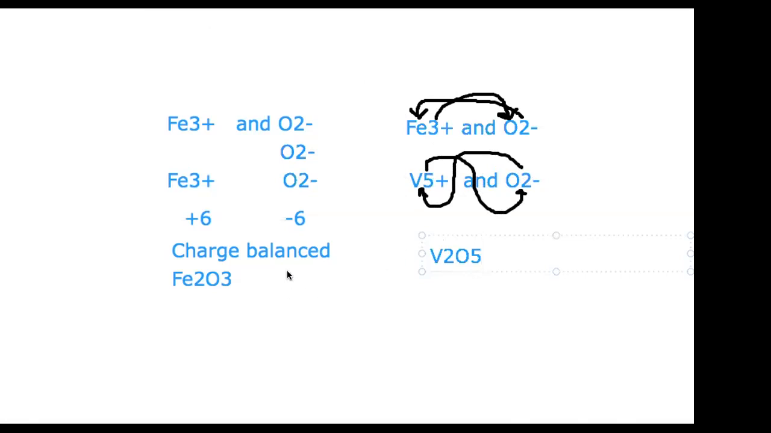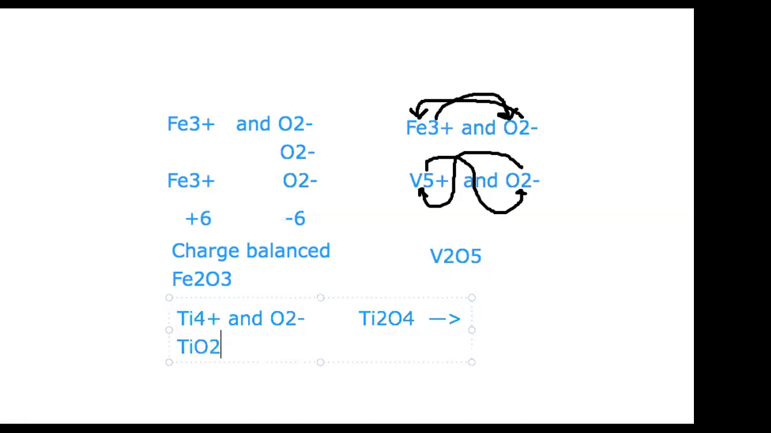The one place that it doesn't work real well is if we have 2 even numbers, and that might be something like Ti with a 4+ and O with a 2-. So if we did that, we might end up with Ti2O4. But we can reduce this, just like we would never say 2/4 as a fraction. We would reduce that to 1/2. We would say, oh, wait a minute, those are both even numbers. Let me simplify that and call that TiO2.